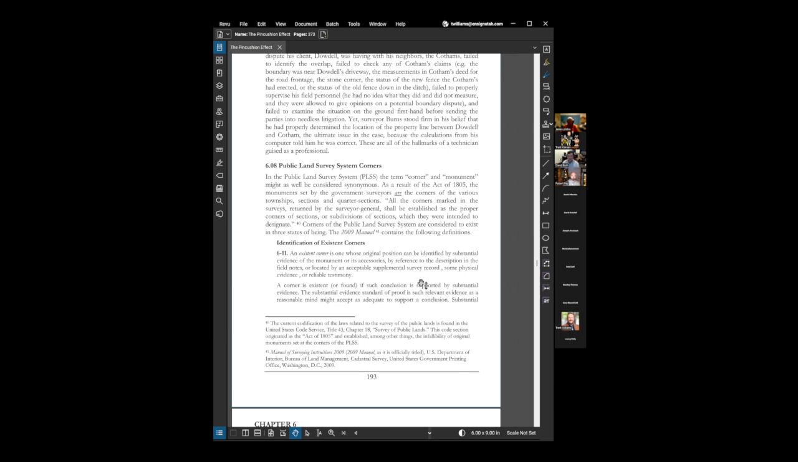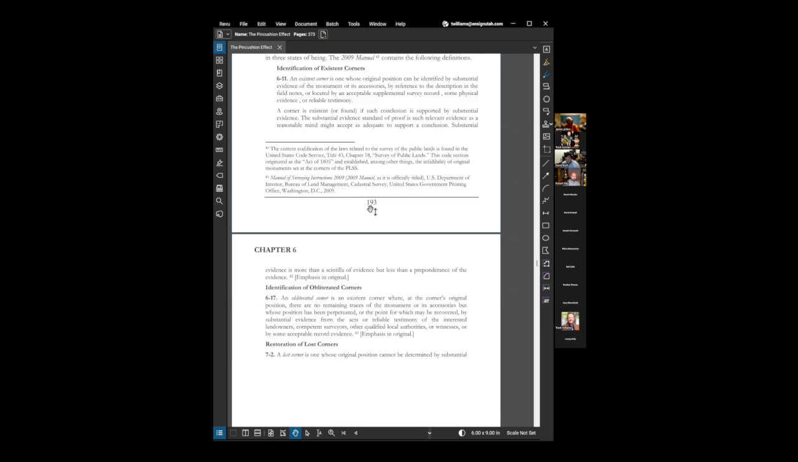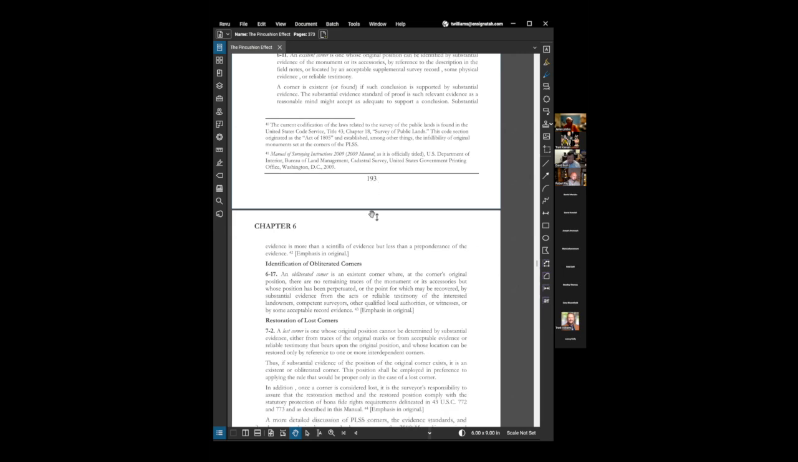So an existent corner is one whose original position can be identified by substantial evidence of the monument or its accessories. So the actual physical monument for a corner is not there, but it can be recovered in some fashion because there's enough evidence to really do that. Okay. An obliterated corner is an existent corner where at the corner's original position there are no remaining traces of the monument or its accessories, but whose position has been perpetuated, or the point for which may be recovered by substantial evidence from the acts or reliable testimony of interested landowners.